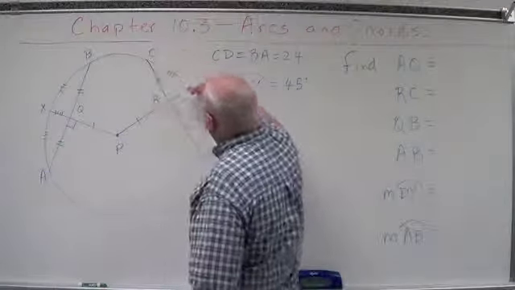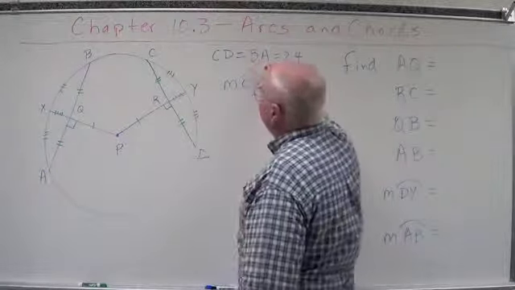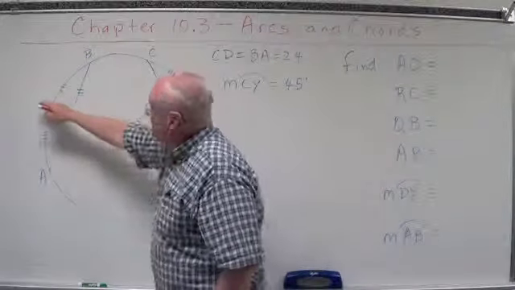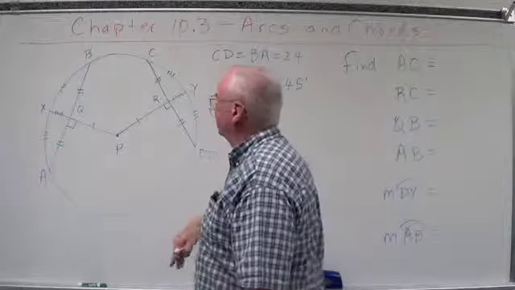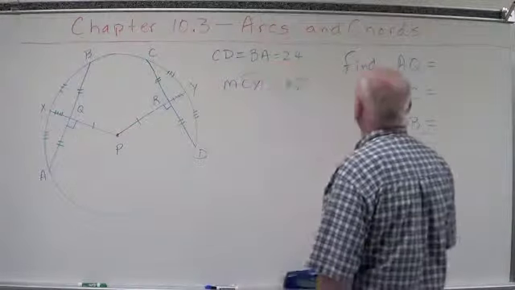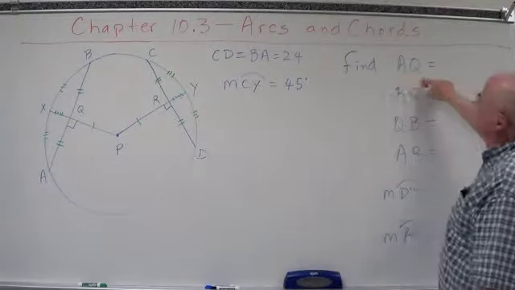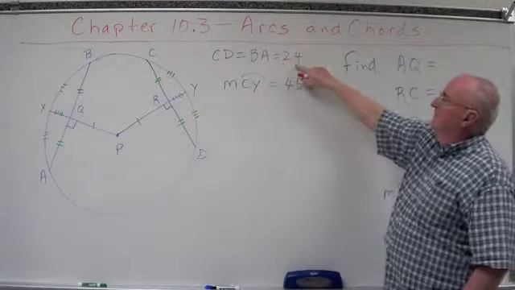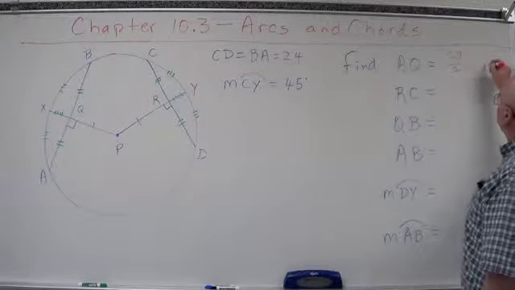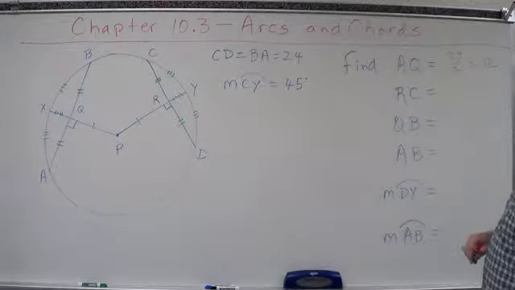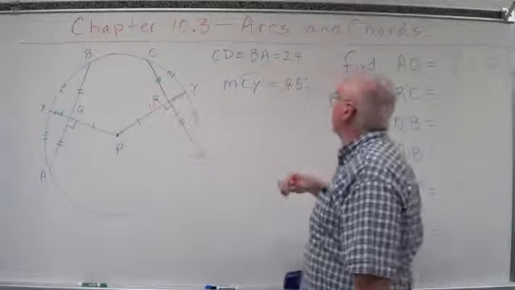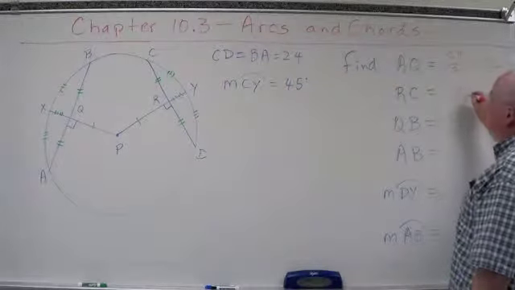Let's start over here. We know that BA equals 24. PX cuts that in half, doesn't it? Because that's perpendicular. So how long is AQ going to be? Half of that, 24 divided by 2 equals 12. How long is RC going to be? We just did that calculation. We said they are equal. So that's going to be 12.